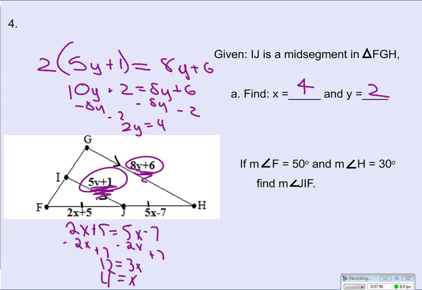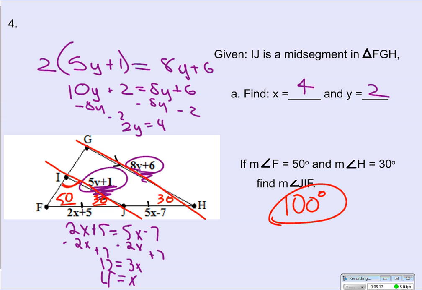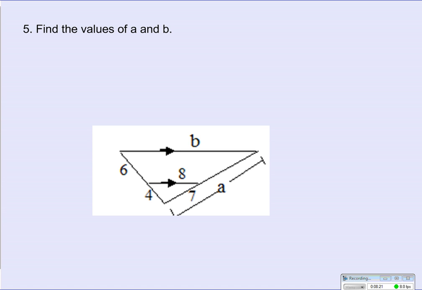So last piece. F is 50. H is 30. Well, if H is 30, remember, these two are parallel. So that makes this 30. Why? Because they're corresponding angles. So if this is 50, this is 30. This angle had better be 100. Why? Because it's still a triangle, guys. Triangles add up to 180 degrees no matter what.